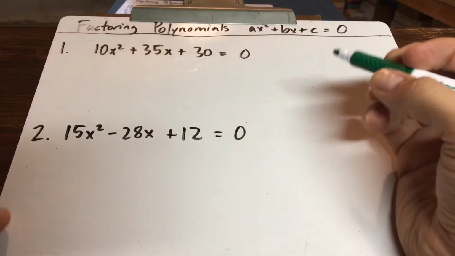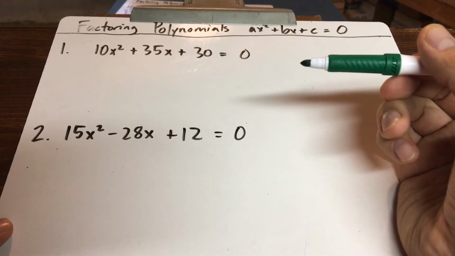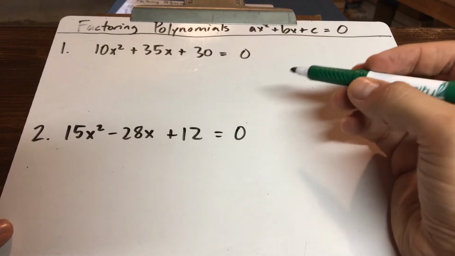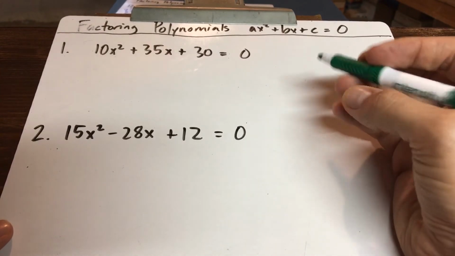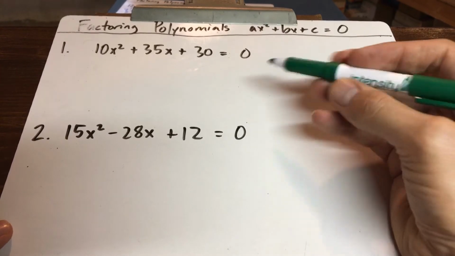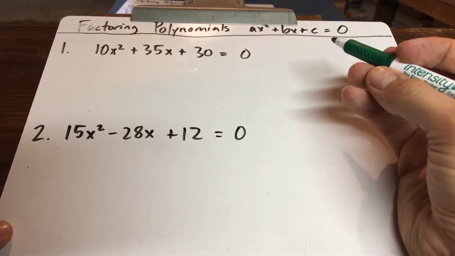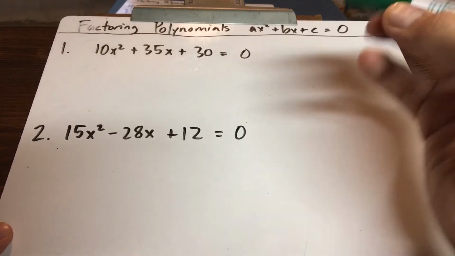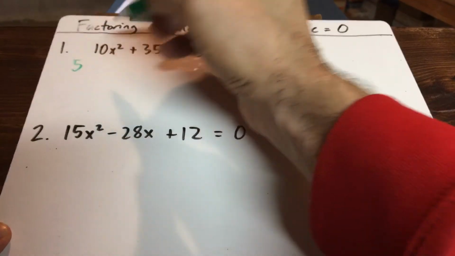I made number 1 a little bit easier. Look at number 1. Doesn't it have a greatest common factor? Before I just start guessing to do my guess and check plan, can I actually divide everything on number 1 by 5? Everything here goes into 5. I can factor out 5.